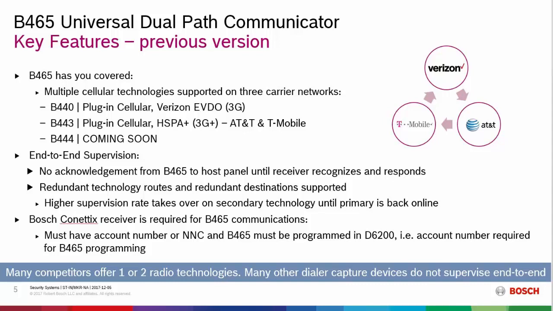The Bosch Kinetics receiver is required for the 465. The language that the 465 speaks when reporting to the central station is Kinetics, so it does require a Bosch Kinetics receiver, which would be our D6600 or D6100 IPv6 receivers, and those can be configured with our D6200 software.